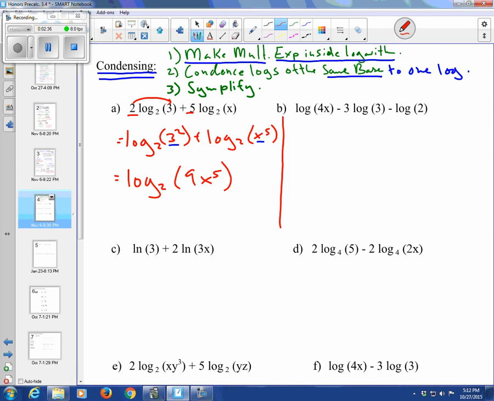B is one I'm going to let you guys do on your own, and I'm going to look at D. I think B is more interesting for you guys to think about because what we're seeing here is 2 negative logarithms. So I'm going to let you guys do that on your own.